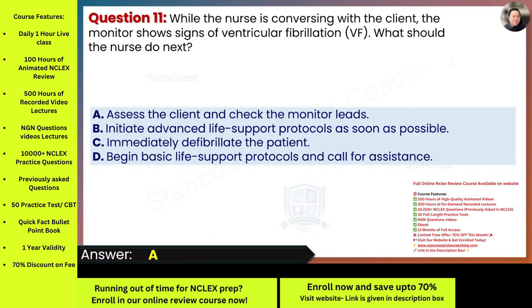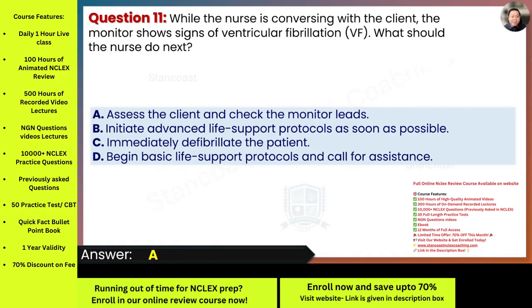Initiate advanced life support protocols as soon as possible. Now, before you jump into doing advanced life support, your role here is first to confirm that the rhythm shown on the monitor is actually VFib. If you start the ACLS protocols right away without confirming the rhythm, it might delay the appropriate response, and this can cause unnecessary intervention. The first step is always confirmation of the rhythm, which means assessing the patient and checking the leads. Now, what about letter C?